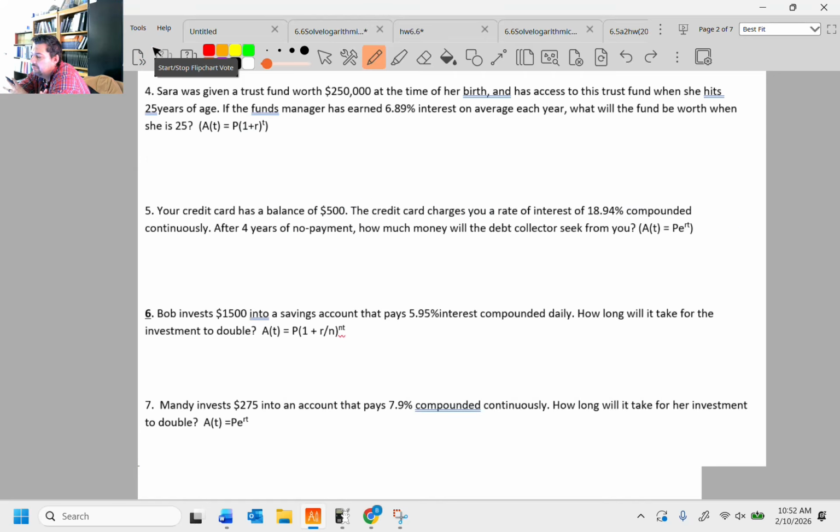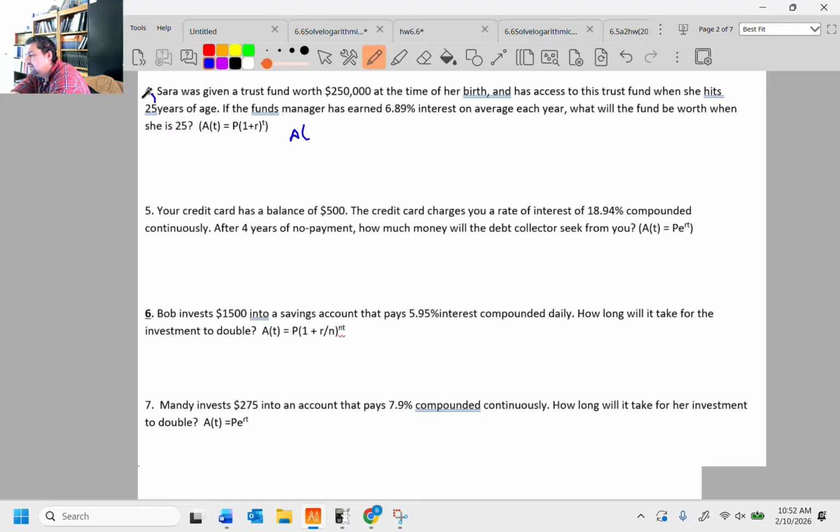Let's do 4. Sarah was given a trust fund worth $250,000 at the time of her birth and has access to this trust fund when she hits 25 years. If the fund's manager has earned 6.89% interest on average each year, what will the fund be worth when she is 25? Well, actually, that's really too easy. These are all pretty easy. But anyways, I said I'd do it.